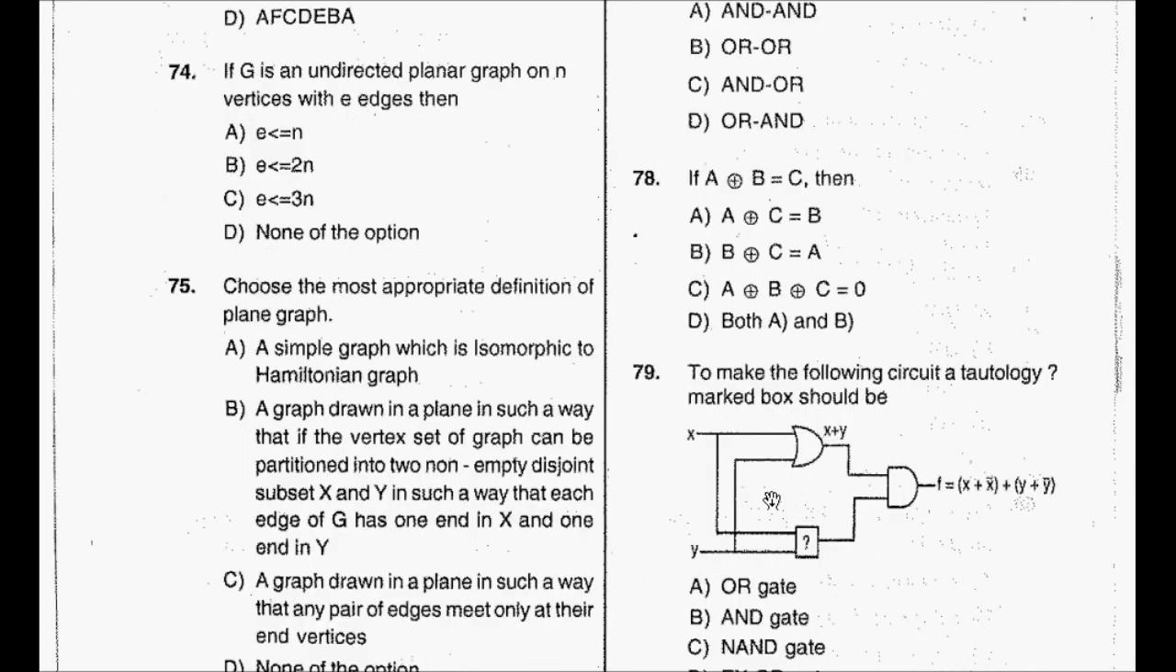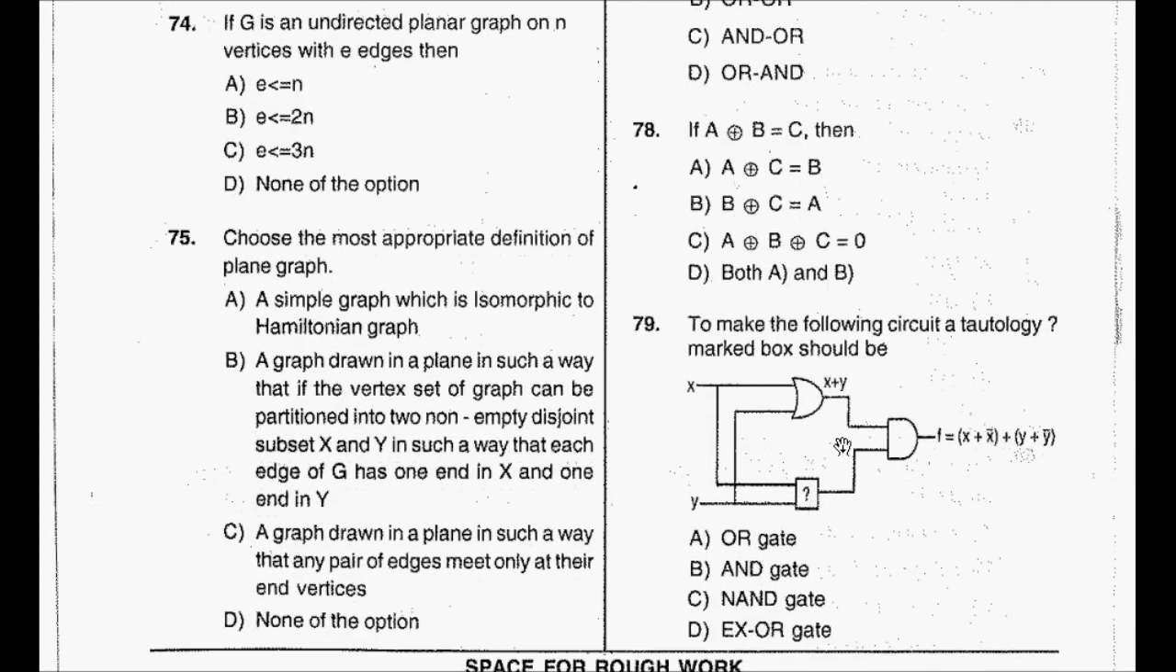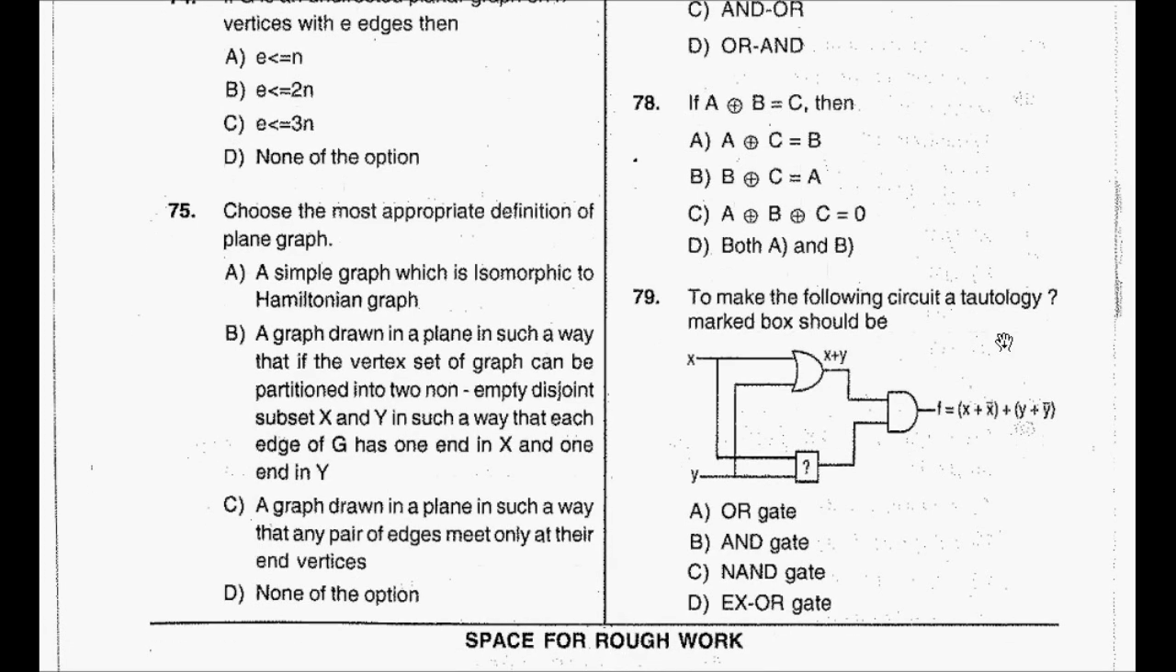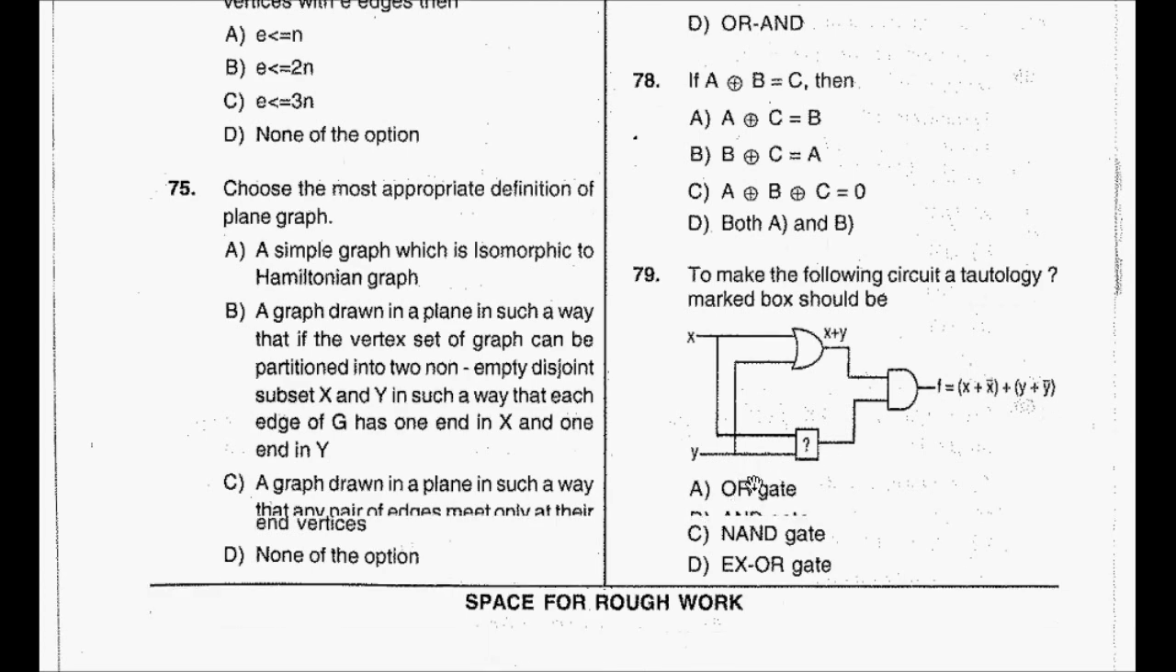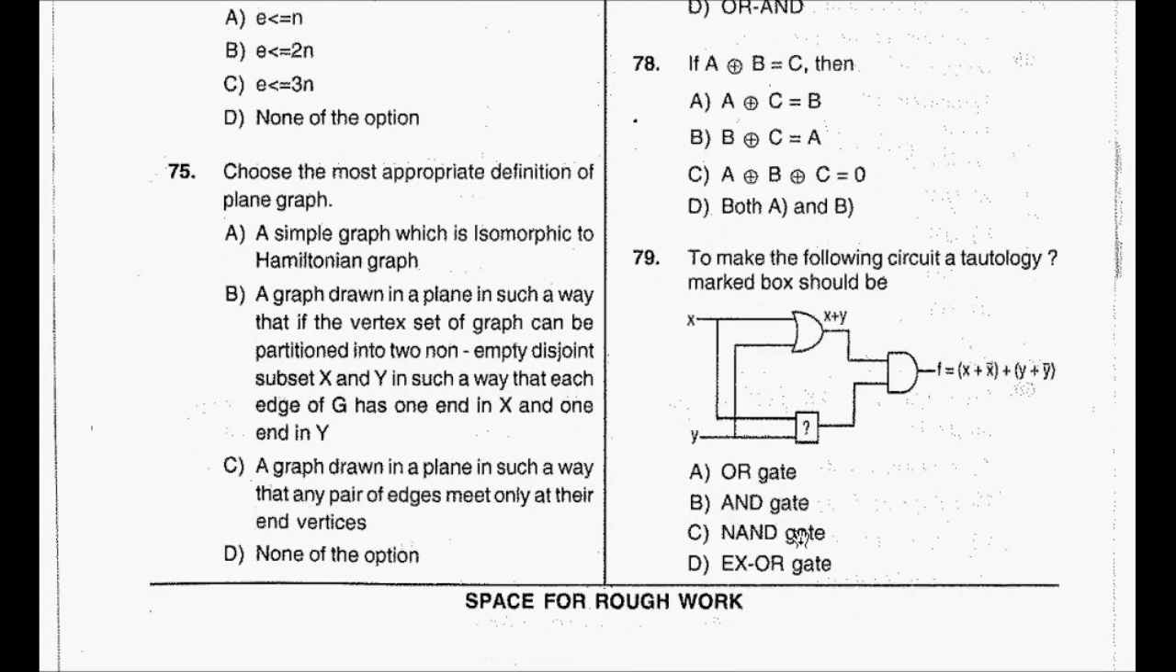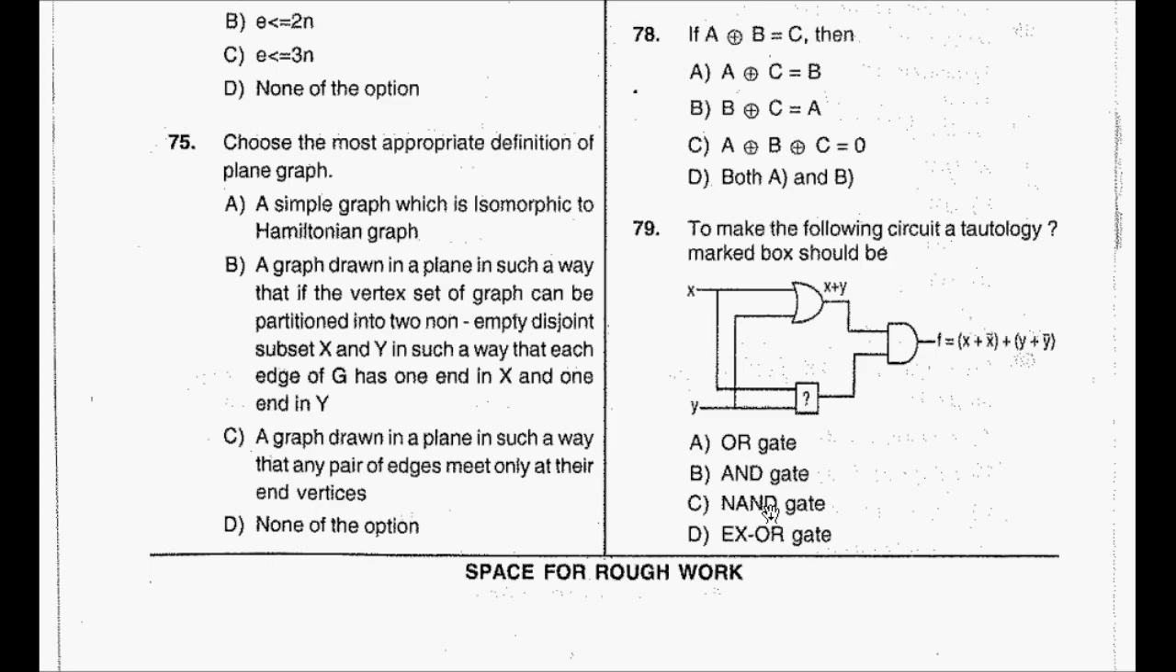X plus Y, what gate is this, we have to find it out in this question. And what will be the value for this gate. So we need X dash plus Y dash. OR gives X plus Y, AND gives X dot Y, and X bar dot Y bar or X bar plus Y bar. So we will get it through NAND. So that's C.